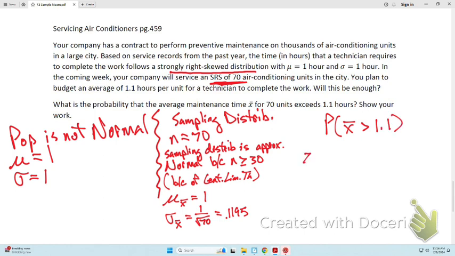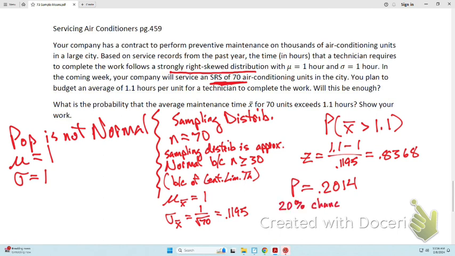You need to find the z-score of 1.1. Subtract the mean of the sampling distribution divided by the standard deviation of the sampling distribution, and you get 0.8368. Use normal CDF, and you get 0.2014. So this means there's a 20% chance the average time will exceed 1.1 hours.